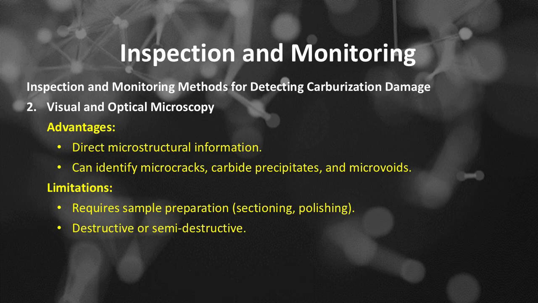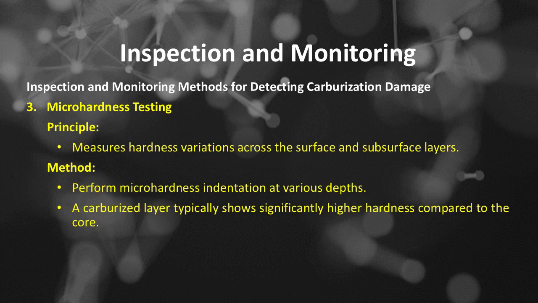Destructive or semi-destructive. Number 3 of inspection and monitoring methods for detecting carburization damage is microhardness testing. Principle of microhardness testing: measures hardness variations across the surface and subsurface layers.